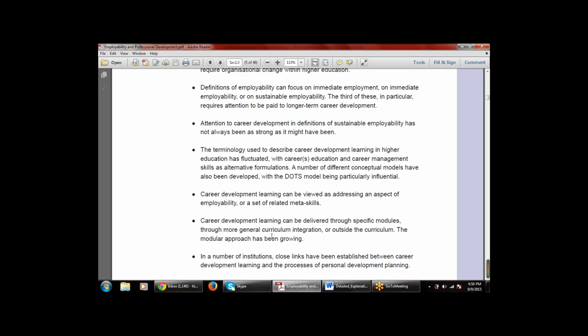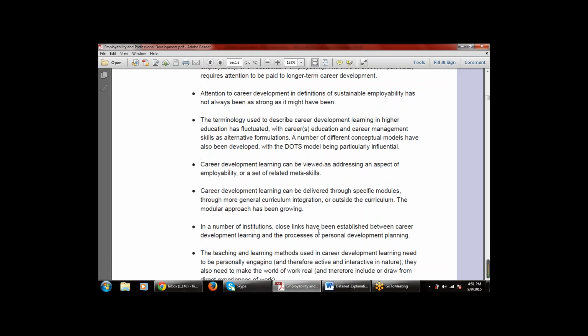The next point is that career development learning can be delivered through specific modules. So either we can give career development techniques with the help of specific modules, through more general curriculum integration, or outside the curriculum. Either we can use the concept within the organization or beyond it, within the module, within the syllabus, or outside the syllabus. The modular approach has been growing, in various aspects.